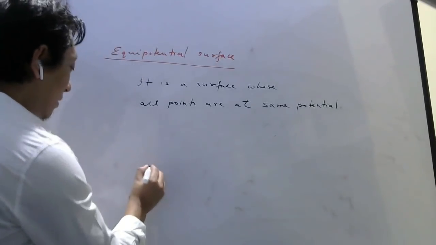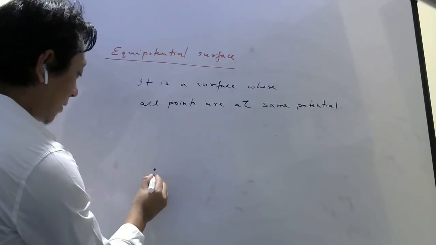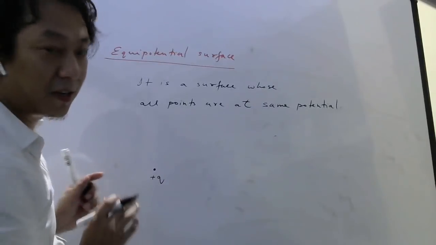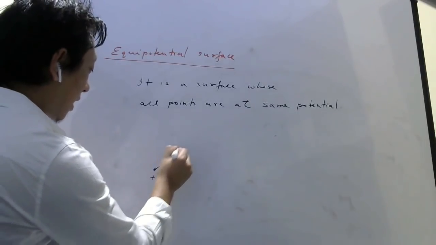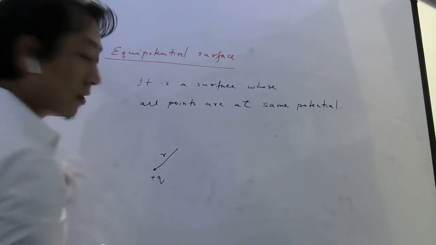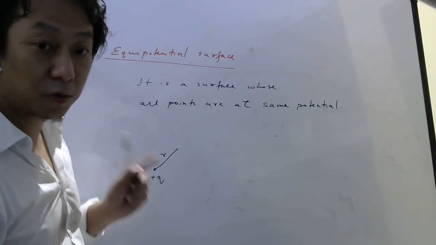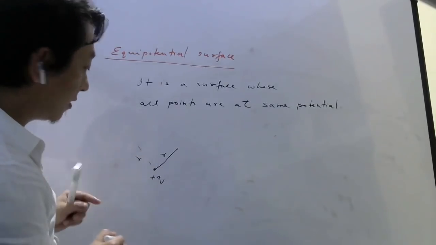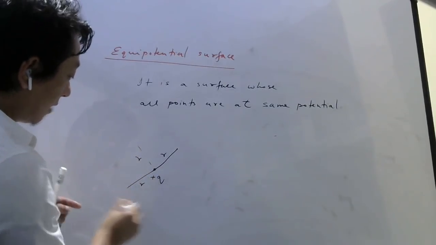Now let us take a point charge plus q, let us take the source charge plus q or capital Q, it doesn't matter right now. At a distance r, what is the potential here? 1 by 4 pi epsilon naught q by r. What about at a distance r here? Same it will be here. Same it will be here.